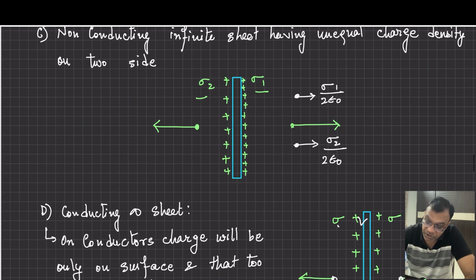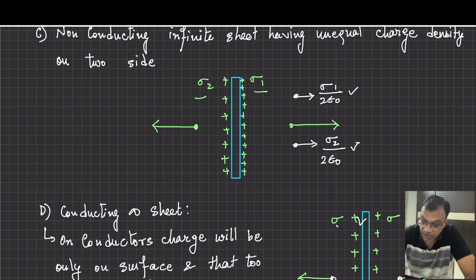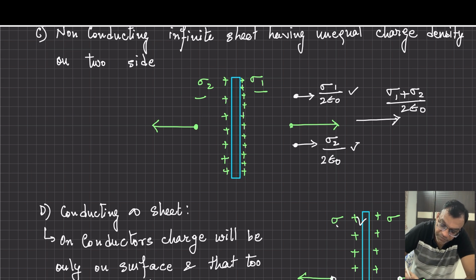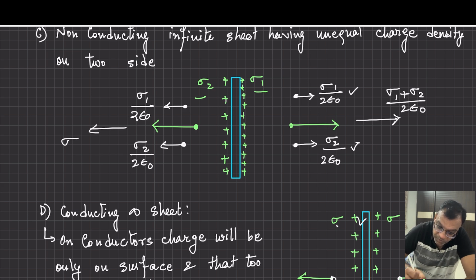If you add these two terms, electric field due to the two surfaces, we will get sigma 1 plus sigma 2 upon 2 epsilon naught. And a similar thing will come for the left side also. Due to the left face, sigma 2 upon 2 epsilon naught, and due to the right side face, sigma 1 upon 2 epsilon naught. Total comes out to be sigma 1 plus sigma 2 upon 2 epsilon naught.